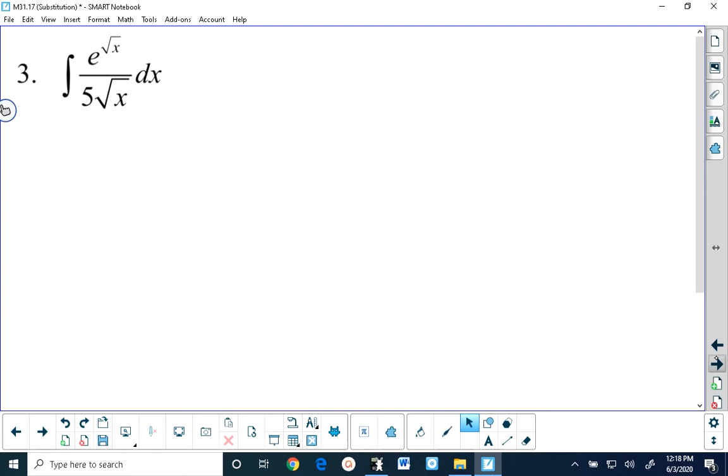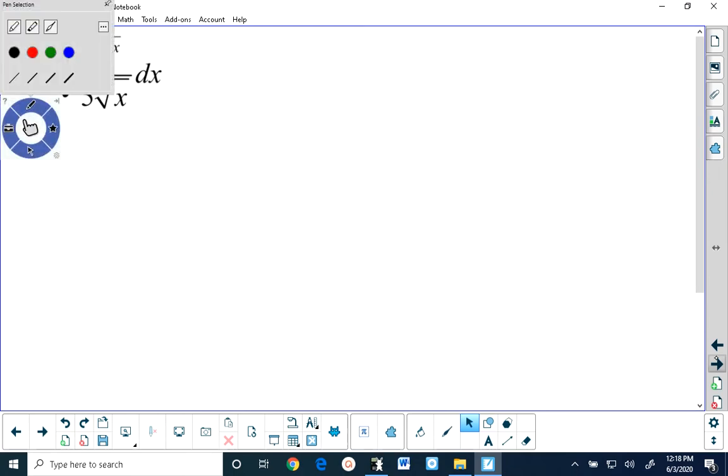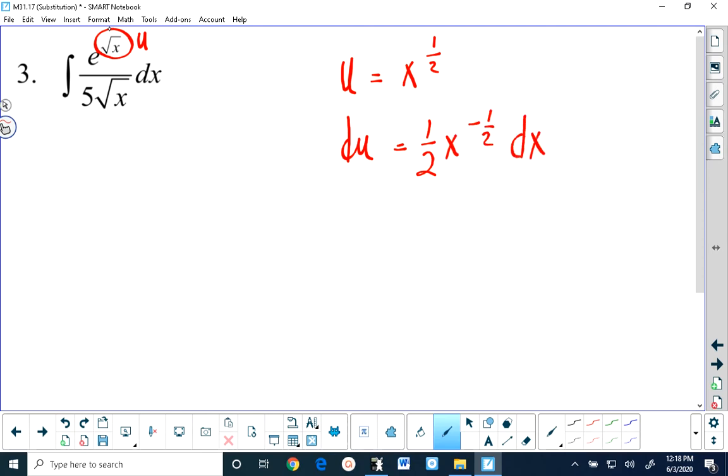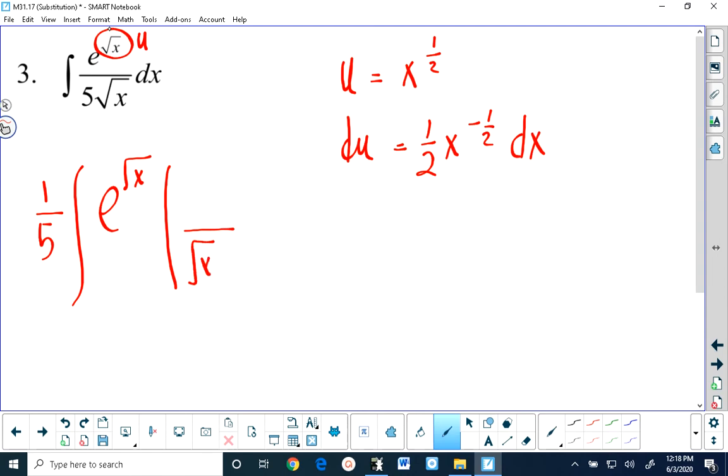This is one that we've already looked at in the warm-up in terms of what to choose for u. We are going to choose this as being u. So if I have u equals x to the half, du equals 1/2 x to the negative 1/2 dx. Now let's start playing around with this integral. I'm going to take the fifth out because it's just getting in the way. We have an e to the root x, which will be e to the u, and then we also have on the bottom a root x, and we have a dx.